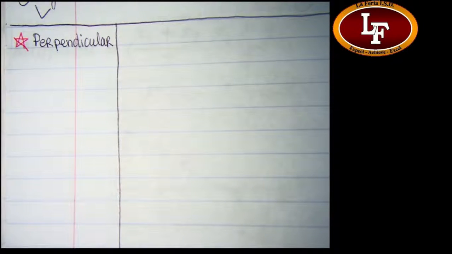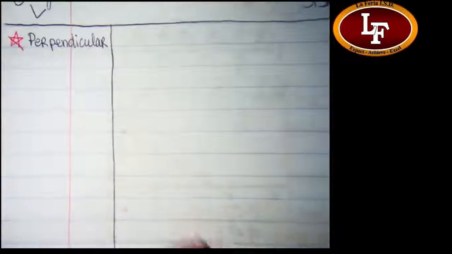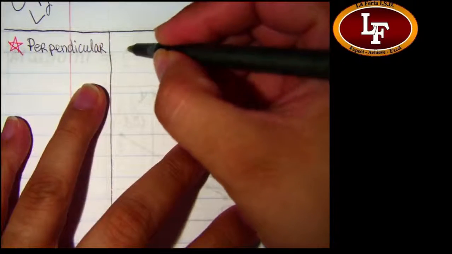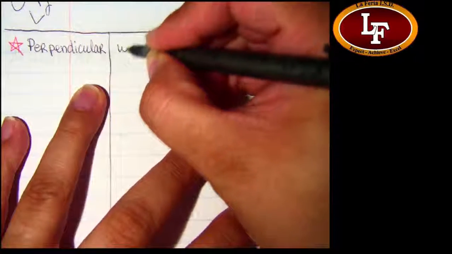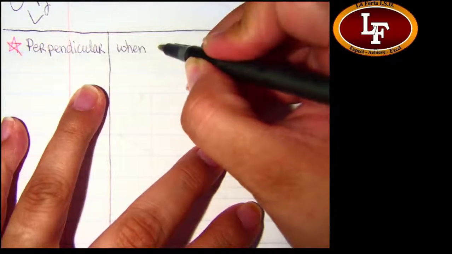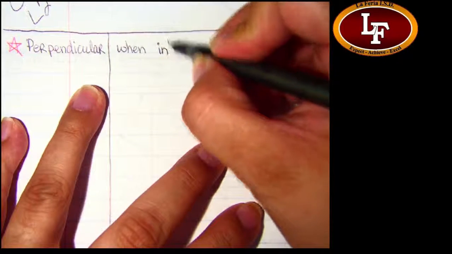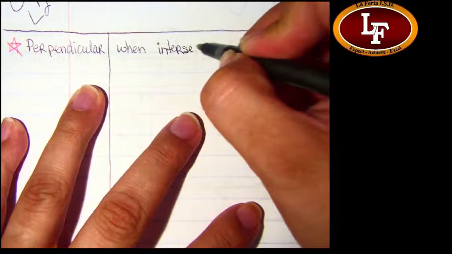But in this class, I want to take these very specific definitions you've been given and try to broaden them and make them more general so that they can be used in other places and with other objects. So we're going to say perpendicular happens when there's an intersection at 90 degrees.